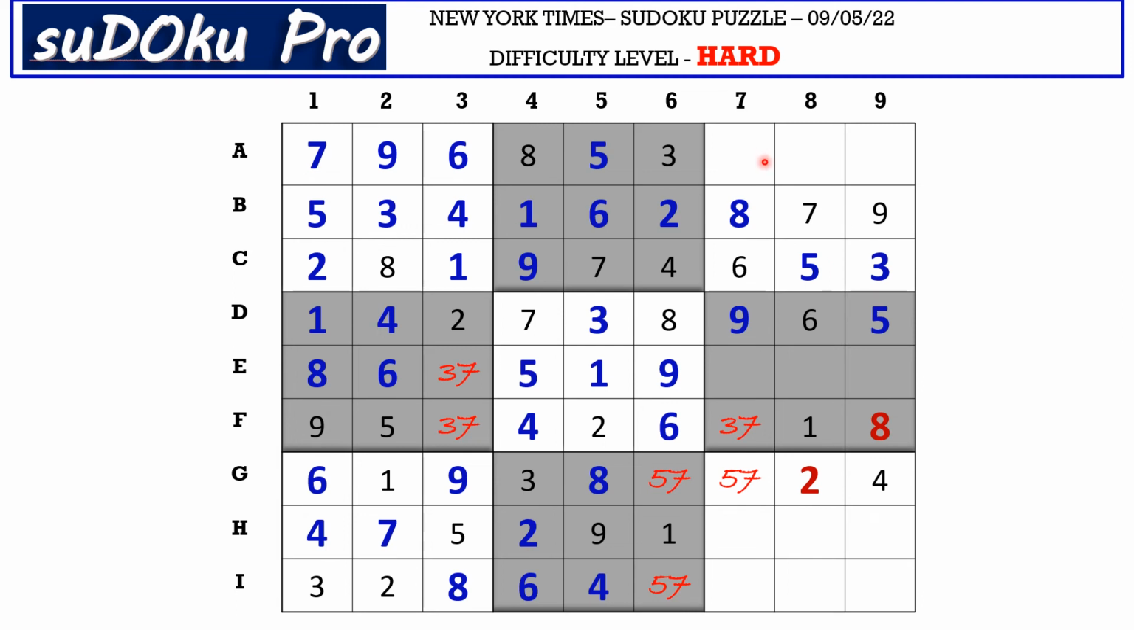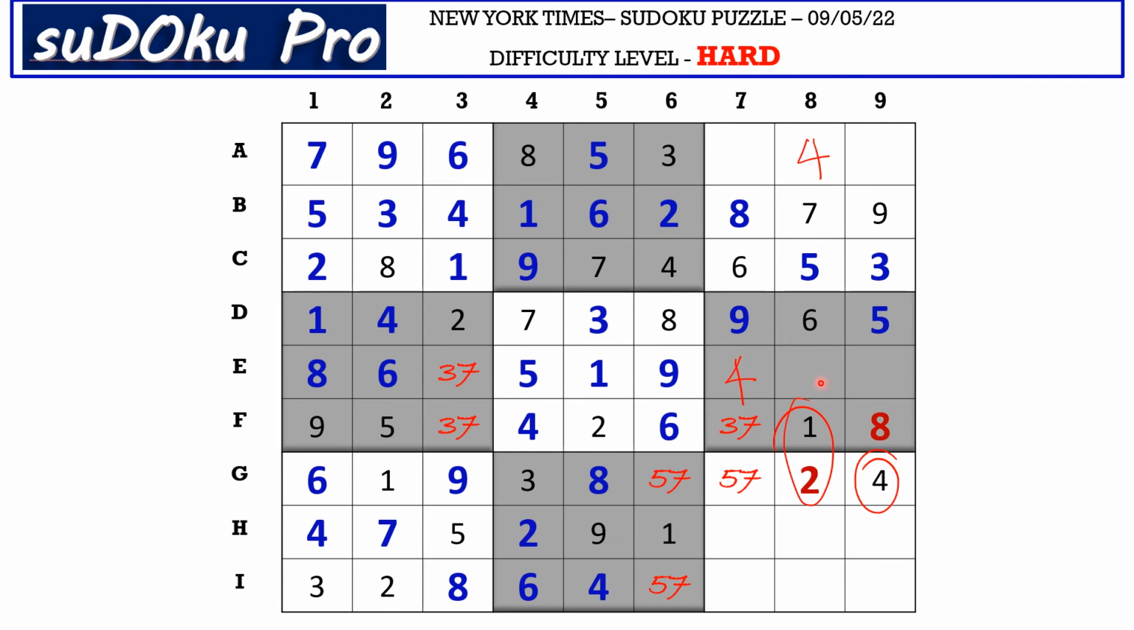Now in A row, the missing numbers are 1, 2 and 4. There is a 1 and 2 blocking from here. So A8 takes 4. Now this 4 blocks here and there is a 4 here in column 9 which blocks here. These two cells are blocked for 4. So E7 takes 4.